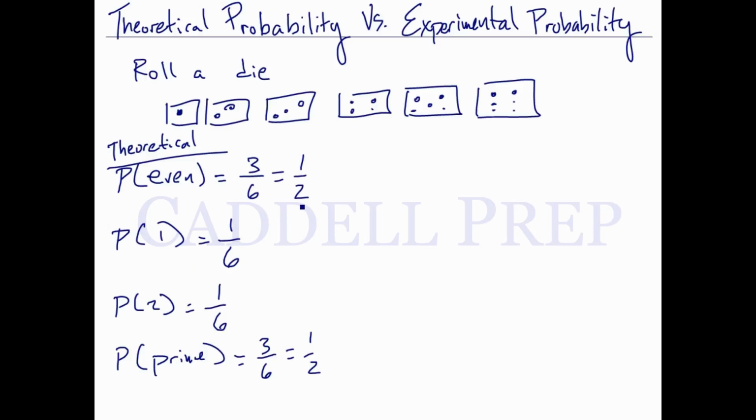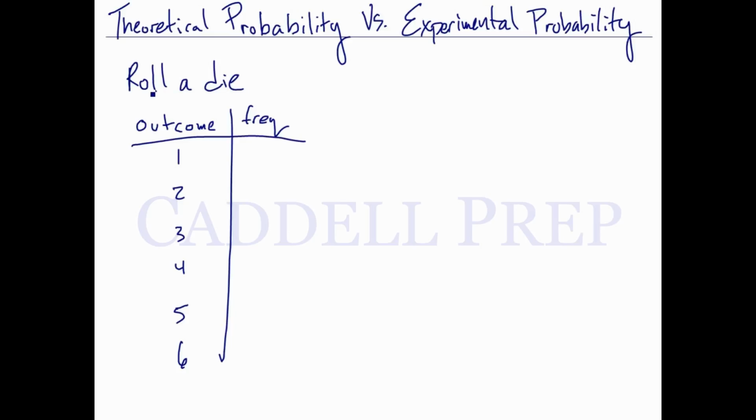Okay, this is different than experimental probability, because experimental probability is based on an experiment and data. So if we roll a die, theoretically, since it will have an equal opportunity of coming out, any of these outcomes, we should get the same frequency. So if we roll a die 60 times, we'd expect it to be spread out. We get a 1 10 times, a 2 10 times, a 3 10 times, a 4 10 times, a 5 10 times, and a 6 10 times. Okay, that's theoretical. Since they all have the same likelihood of occurring, we expect it to be evenly distributed.